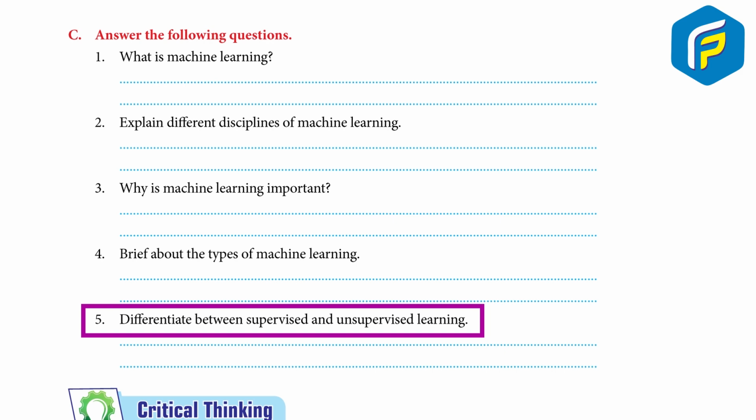Answer: the differences between supervised learning and unsupervised learning are: Supervised learning. 1. Supervised learning refers to understanding, learning, and adapting with proper guidance. Unsupervised learning. 1. Unsupervised learning refers to understanding, learning, and adapting without any guidance.